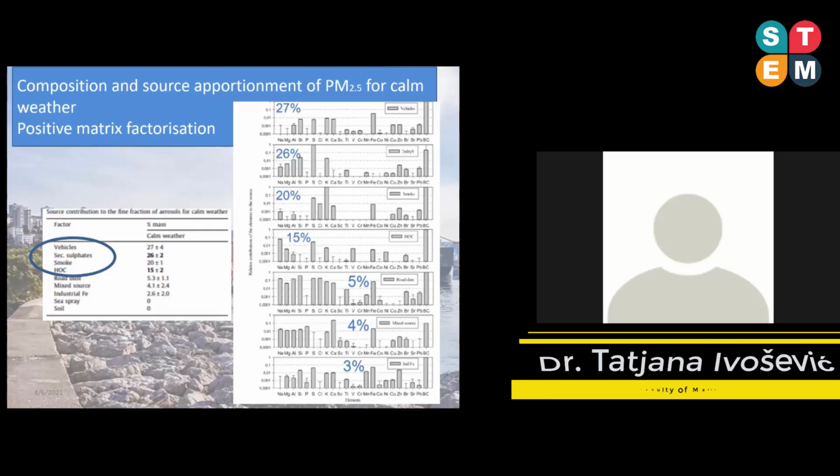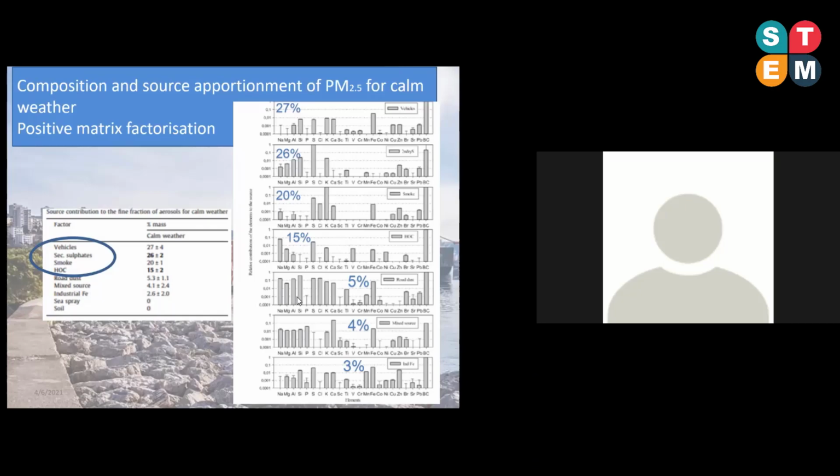Factor 5, road dust. Road dust was dominated by black carbon, silicon, aluminum, sodium, sulfur, chlorine, manganese, calcium, and iron. So in this factor, elements from both natural and anthropogenic sources were present. This factor is only 5%.